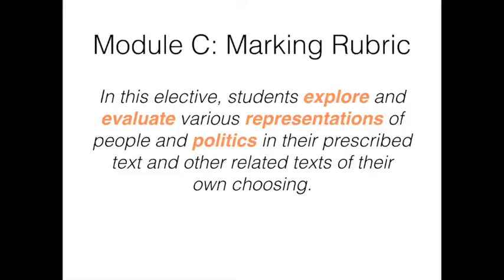The first part of the rubric reads, in this elective, students explore and evaluate various representations of people and politics in their prescribed texts and other related texts of their own choosing. Essentially, this is asking you to look at how people and their ideas are shown in Brave New World and a related text. The key words in this chunk are explore, evaluate, representations, and politics.